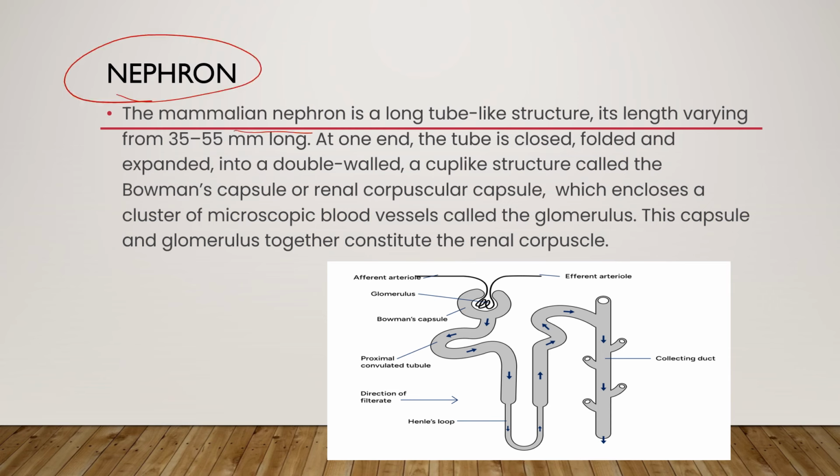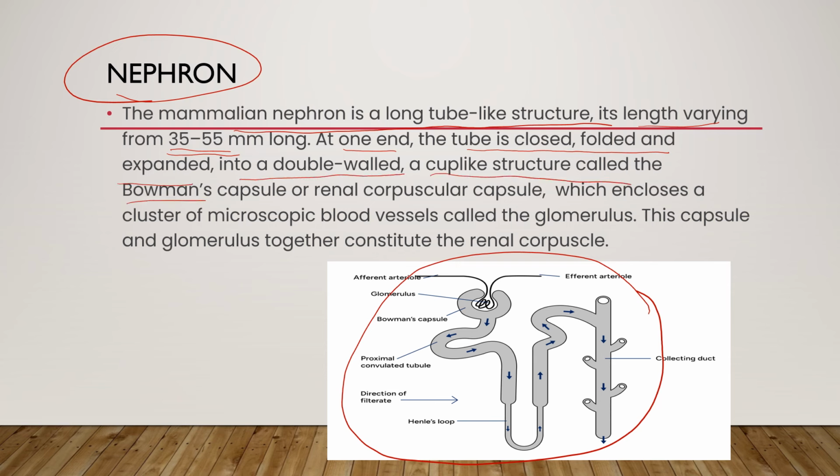The mammalian nephron is a long tube-like structure. So this is the full nephron, the structural and functional unit of kidney. Its length varies from 35 millimeter to 55 millimeter. At one end, the tube is closed and folded and expanded into a double-walled cup-like structure called the Bowman's capsule, or the renal corpuscular capsule.